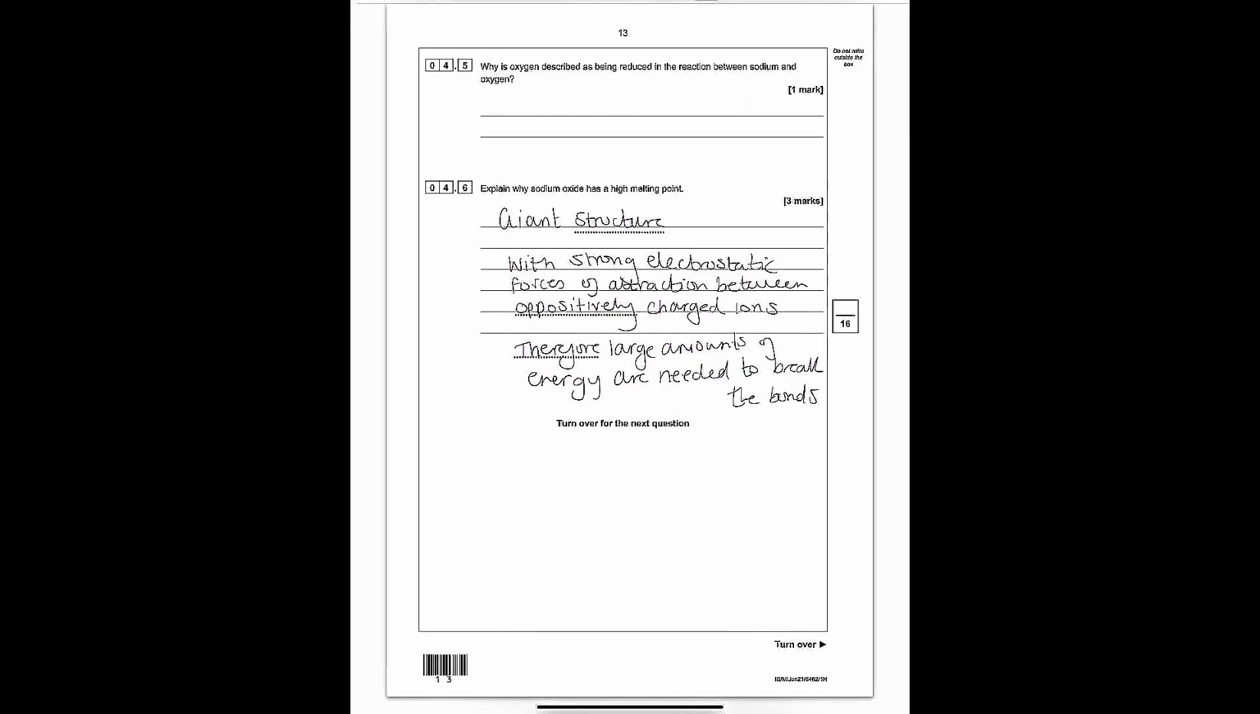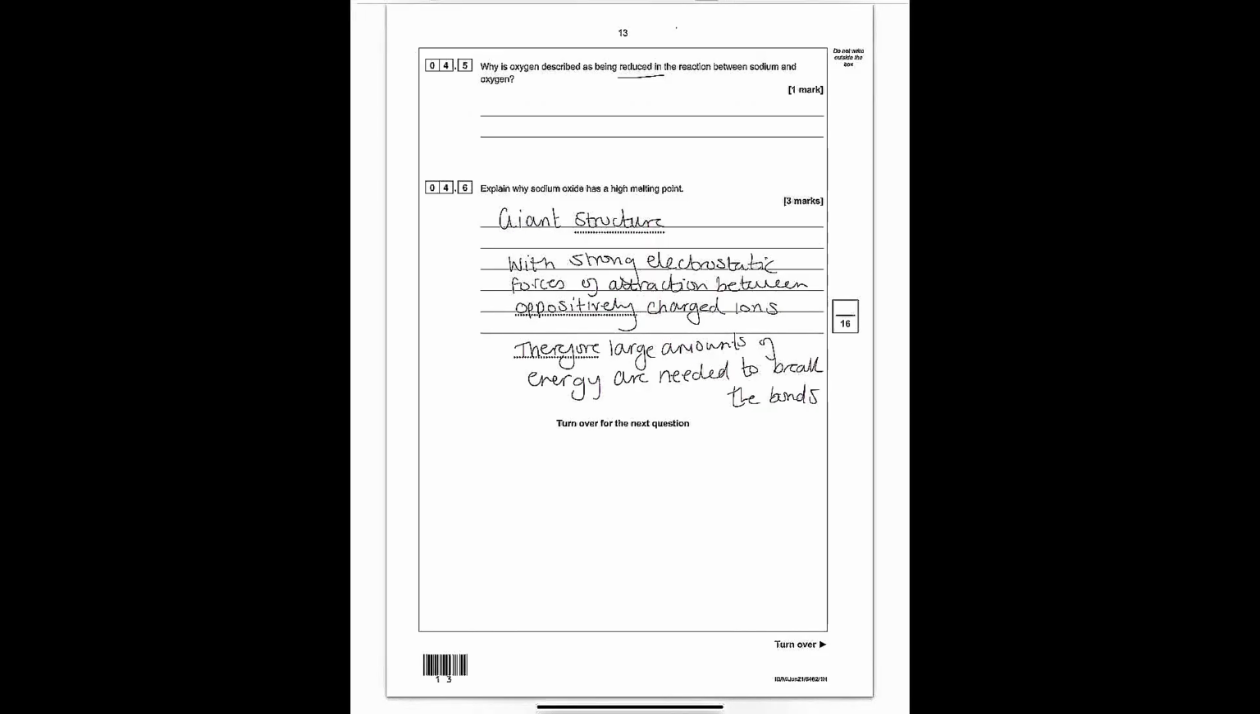Hello there, I'm going to go through an exam question based on ionic compounds. So let's go through question 4.5. Why is oxygen described as being reduced in a reaction between sodium and oxygen? So it mentions a key word here, which is reduced. And we know the opposite of reduced is going to be oxidized.